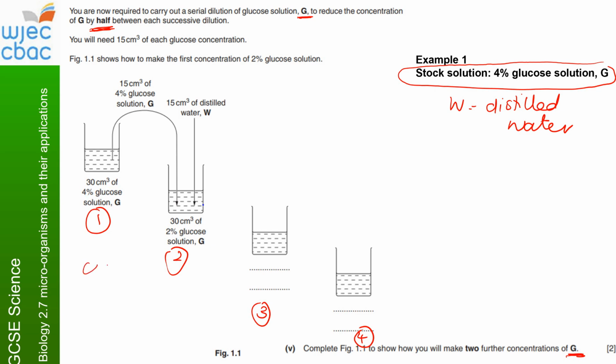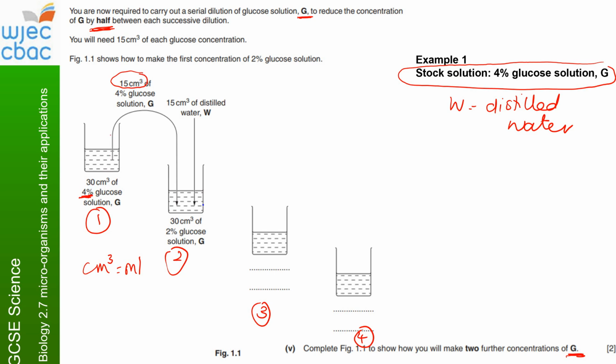Bear in mind that cubic centimetres, we can use millilitres, okay? They are interchangeable. 1 millilitre, 1 cubic centimetre, they're exactly the same thing. There's a little video that I'm going to post for you later, and I think he talks mainly about millilitres. So we've got 30 cubic centimetres, and the solution strength is 4%. We want to take half of this. 15 cubic centimetres is half of 30.